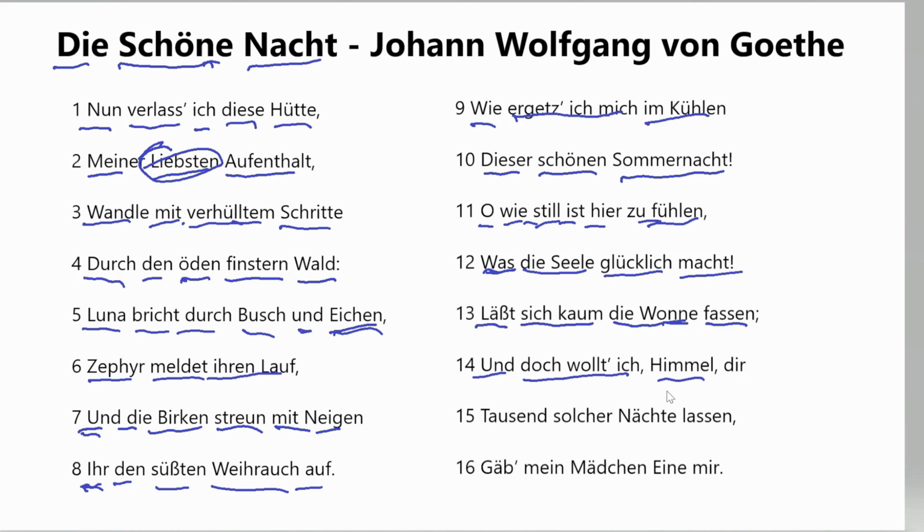Himmel is the sky, or you can refer to it as the heavens above, so you can talk to it, which makes it seem less weird that he's talking to the sky. Und doch wollte ich Himmel dir. Dir is you. So he's talking directly to the sky or the heavens. So I actually wanted you, sky, or heaven. 1000 solche Nächte lassen. So 1000 is 1000. Solche is this. Like exactly this type. So not similar, but this type of Nächte. Nächte is plural of Nacht.